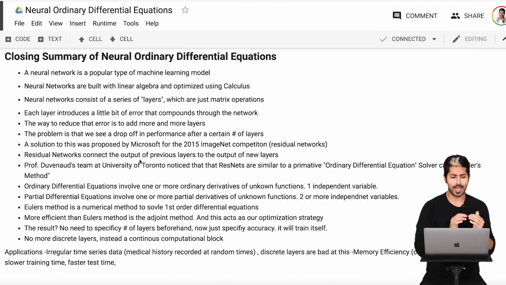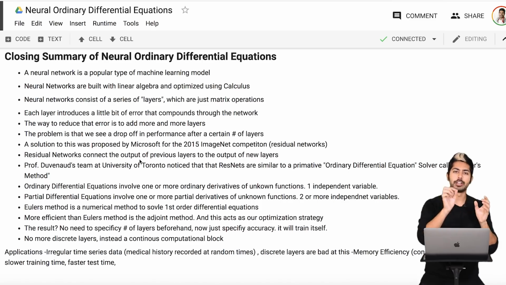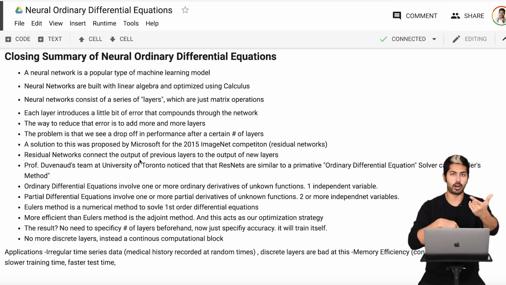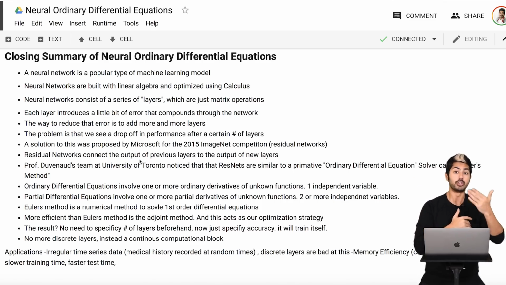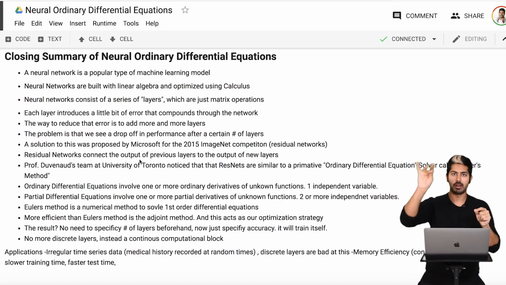So let's summarize what just happened here. Neural networks are a popular type of ML model. They're built with linear algebra, matrices, and optimized using calculus, gradient descent, all these different solvers. They consist of a series of discrete layers, which are just matrix operations. And each layer introduces a little bit of error. To get around this error, Microsoft introduced residual networks, which is that skip connection idea. F of x plus x equals the input to the next layer.